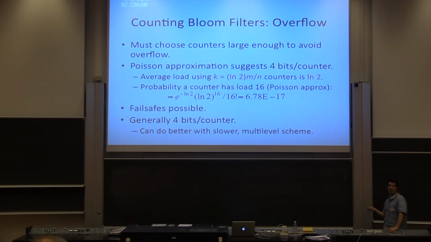You can also do plenty of other tricky things to do better. You could say I'll use like 2 or 3-bit counters, and then if those overflow, I'll put you in some secondary structure, which will tell you what the proper count is. So you can certainly get down to fewer than 4 bits per counter using more complex multi-level schemes.